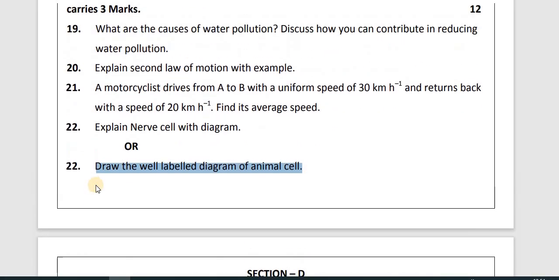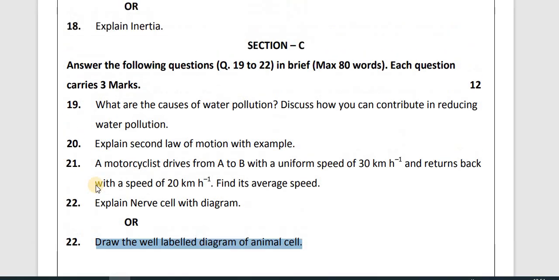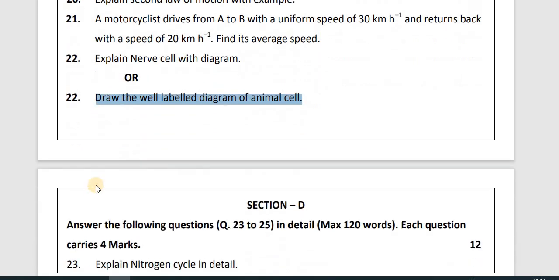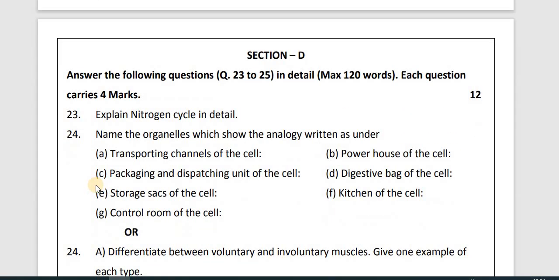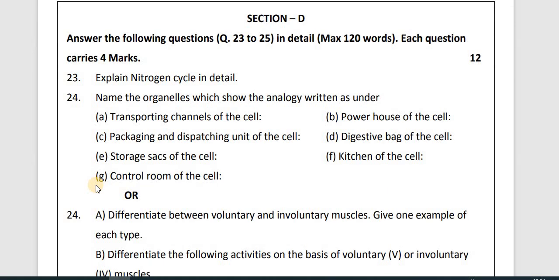Here your section C is completed, and in the next video we will see section D. Section D has 4 marks for each question, meaning section D carries 12 marks in total. That we will discuss in the next video. After the solution part, we will carry forward our SEM 2 syllabus.